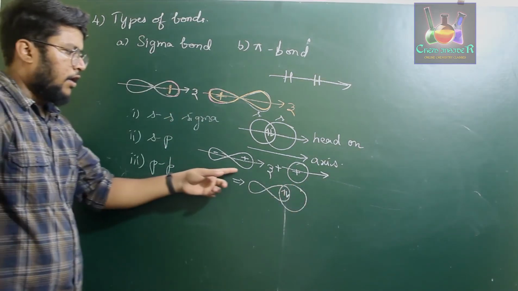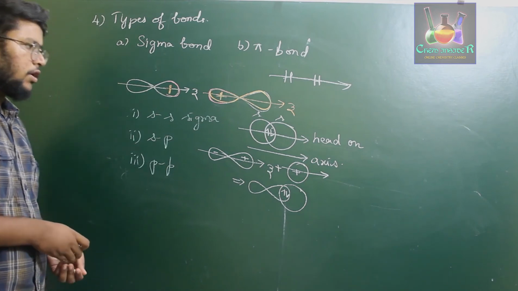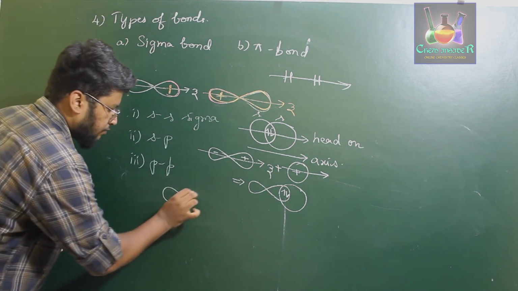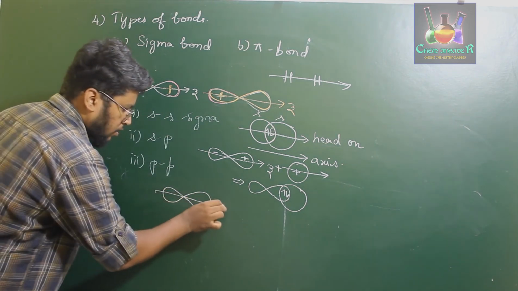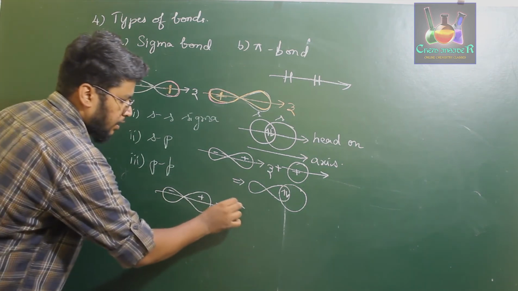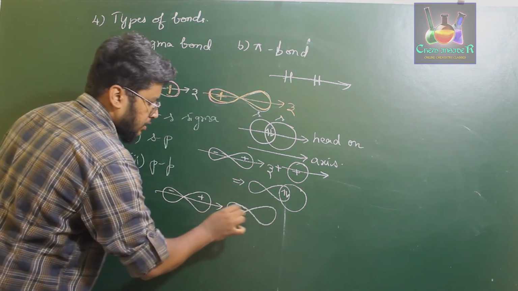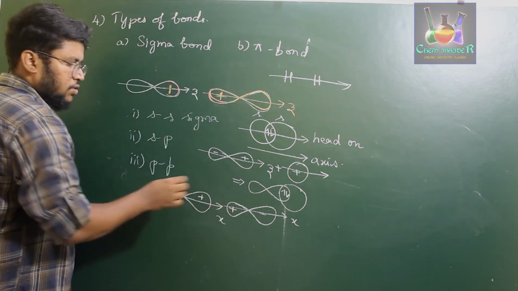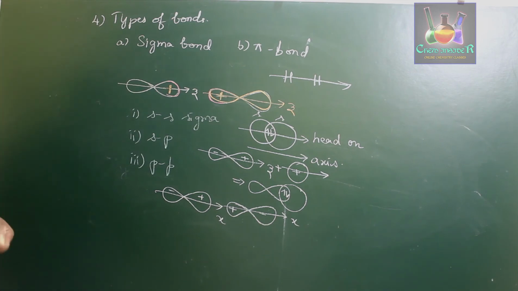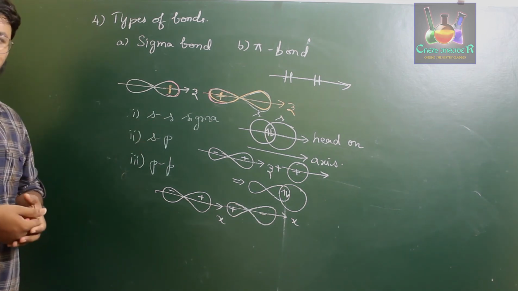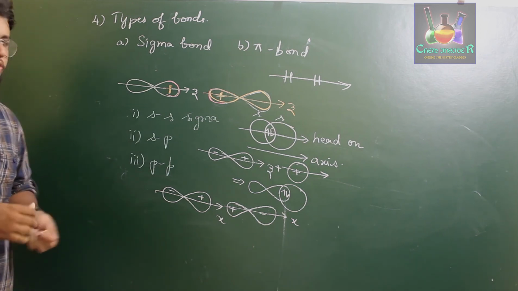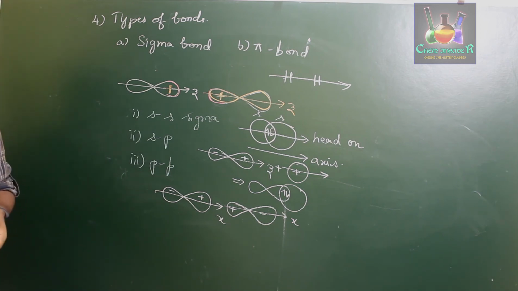This is again head-on overlapping, which is also called axial overlapping. Next, for the PP overlapping, consider a p orbital of one atom on the x-axis and a p orbital of another atom on the x-axis. So if this is x and this is x, these two combine to form PP overlapping. So there are three types of sigma bond possible: SS sigma bond, SP sigma bond, and PP sigma bond. These are the three types of sigma bonds which are formed.